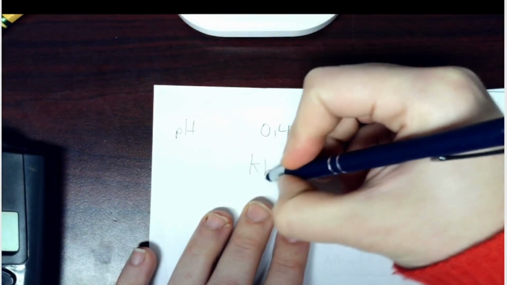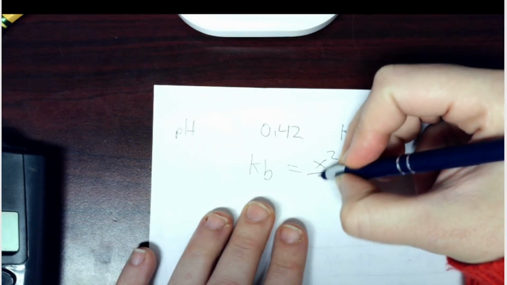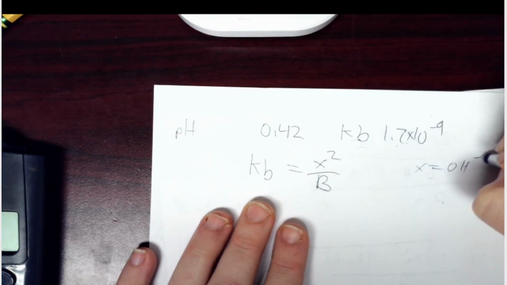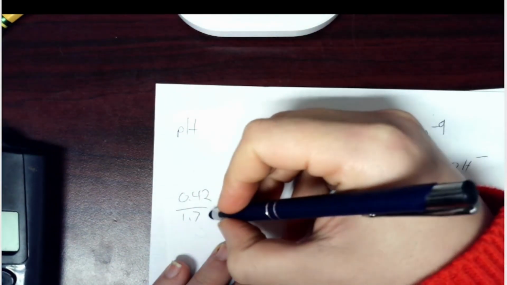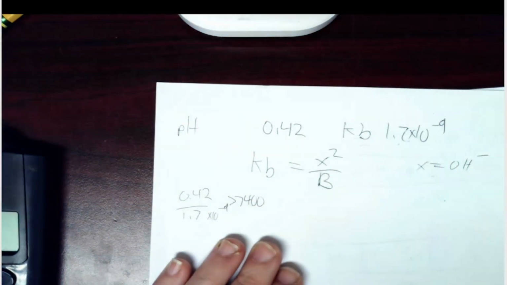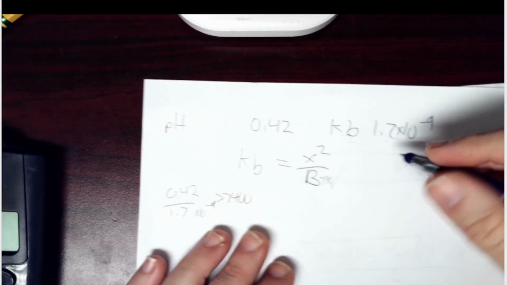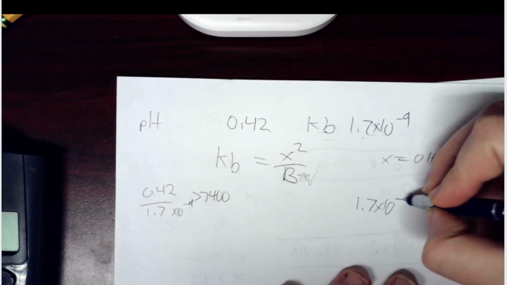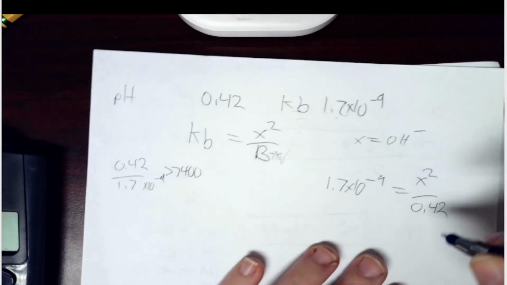So we have a KB is equal to x squared over essentially base. And x is going to be equal to OH minus. Well, 0.42 divided by 1.7 times 10 to the negative 9th is definitely going to be much, much greater than 400. So we can ignore that. We don't have to do the iterative approach. We can just say that that is a safe rounding error. 1.7 times 10 to the negative 9th equals x squared over 0.42. Let's solve for x squared.